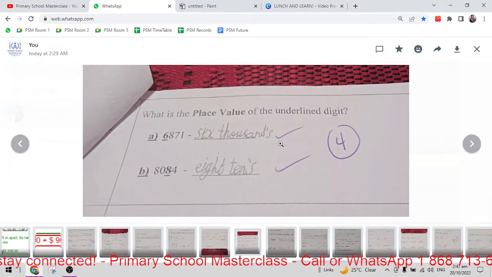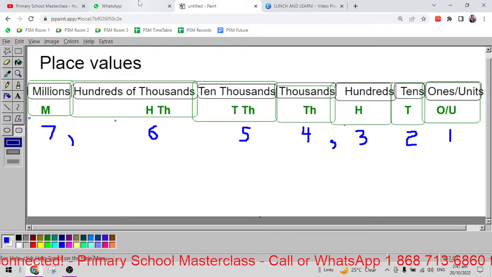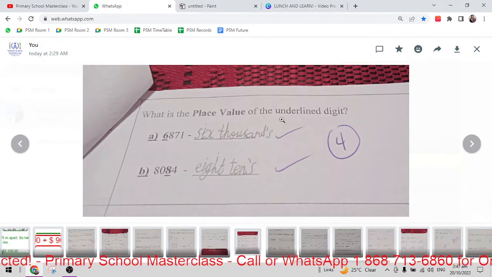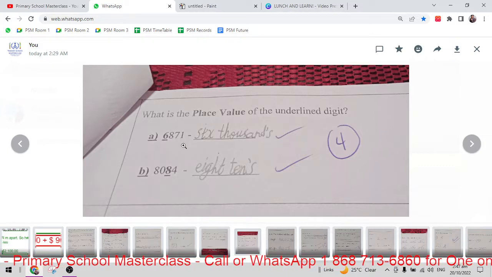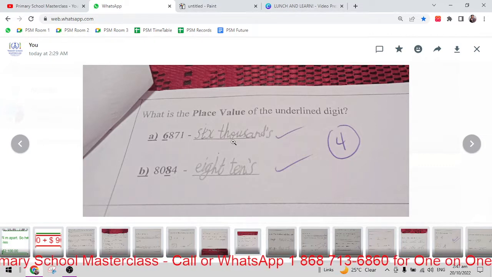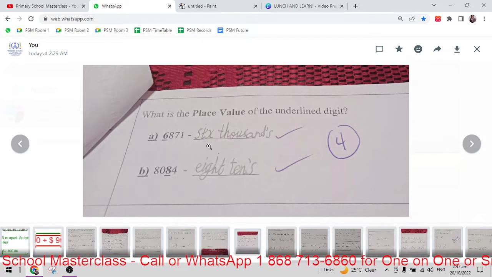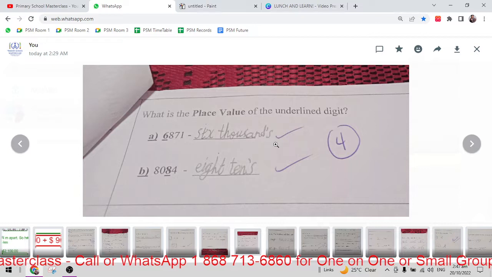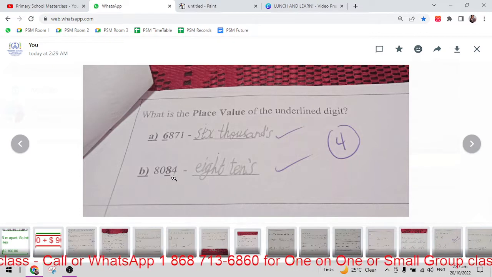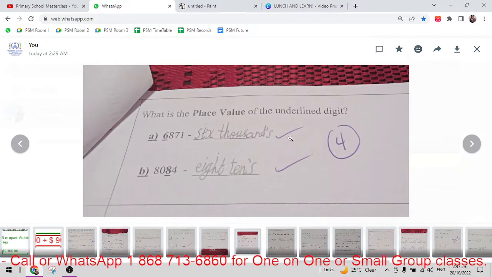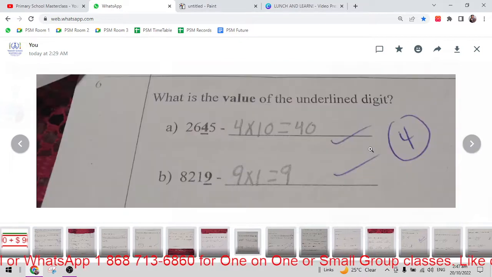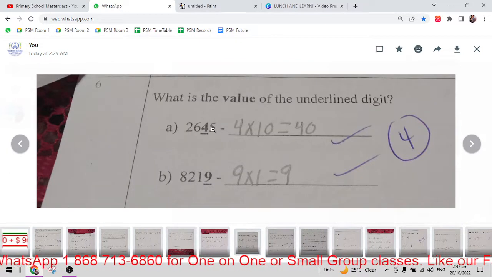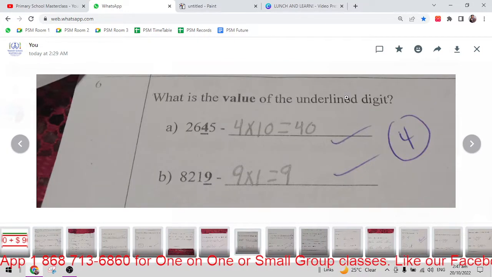Place value again, right? What is the place value of the underlined digit? That's correct. That is 6,000, or it really is 6,000ths with th at the end, but that's right. And then 8/10. Very good. Got this right as well. Awesome. What is the value of the underlined digit?